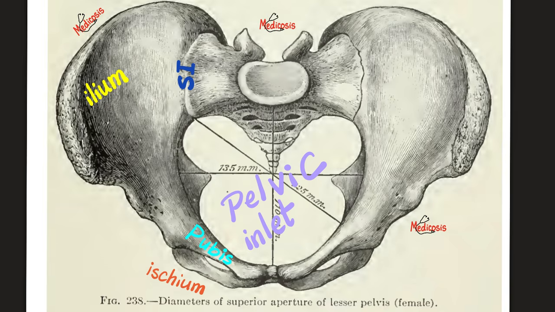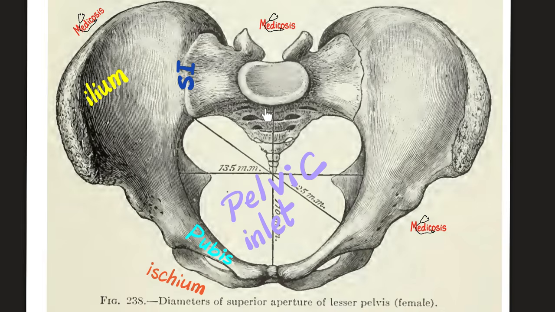But down here, we have the true pelvis. This is the pelvic inlet, which is the inlet of the true pelvis, and this is the border of the true pelvis, also known as the pelvic brim. False pelvis versus true pelvis are also known as greater pelvis versus lesser pelvis. What are the boundaries of the true pelvis?